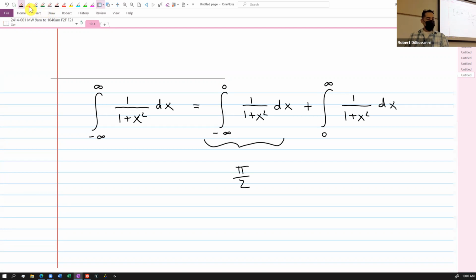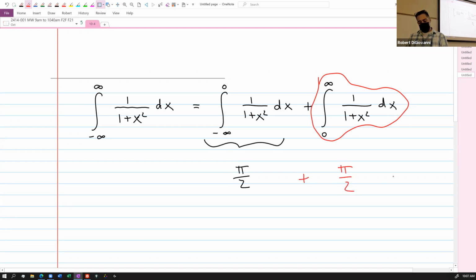But I would suggest you do this problem. Go do it on your own. Find the antiderivative. Take it. It's a limit problem, right? You have to do a limit. You should get pi over 2 here. And when you add the 2 together, you get pi.